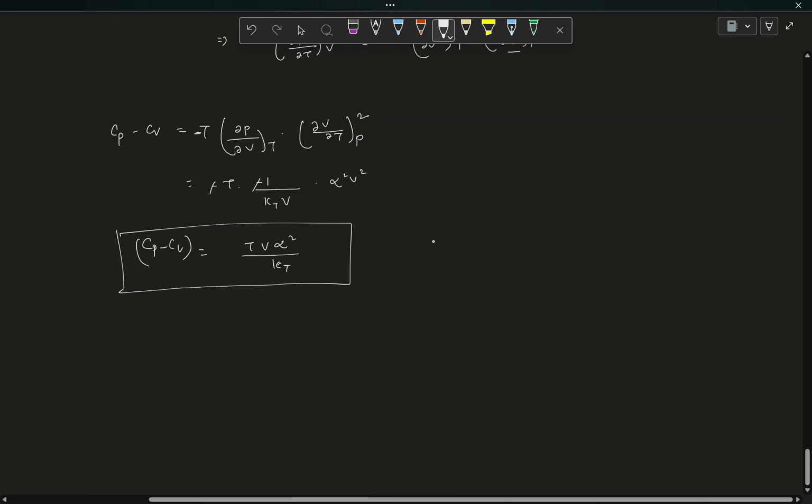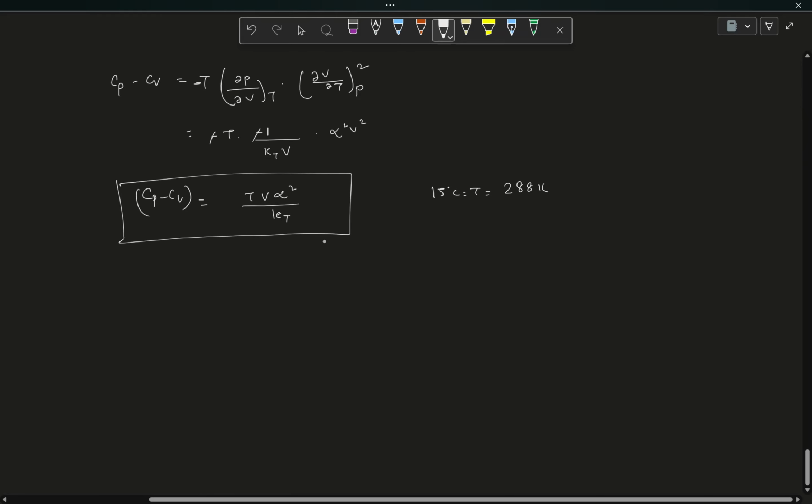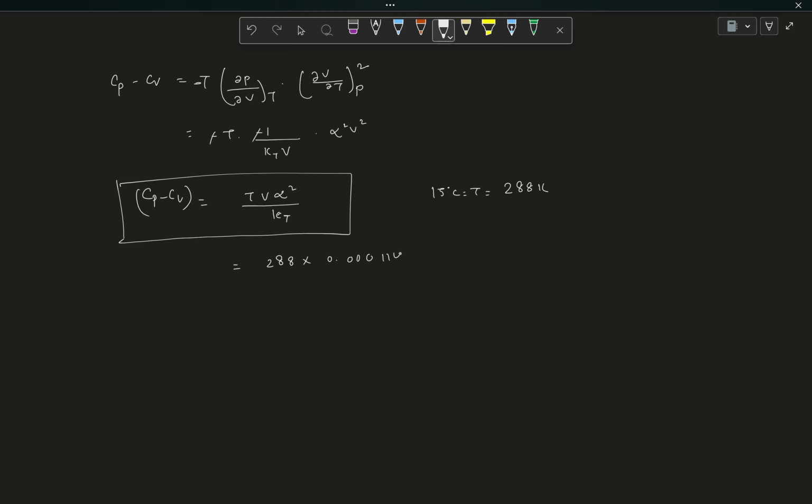So just substitute those terms. You have 15 degrees centigrade as your temperature, so that is 15 plus 273, which is 288 Kelvin. Right. And now you have all the other terms also known. So that is 288 into volume, which was given as I think 0.000114 in SI unit. And then you have the alpha value. Alpha was given as the volume expansivity, 5 into 10 to the power minus 5, that whole square, divided by KT, which was also given in the question as 8.6 into 10 to the power of minus 12. So what we will get is just 9.54.